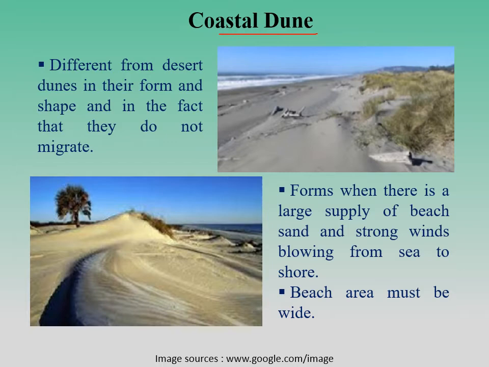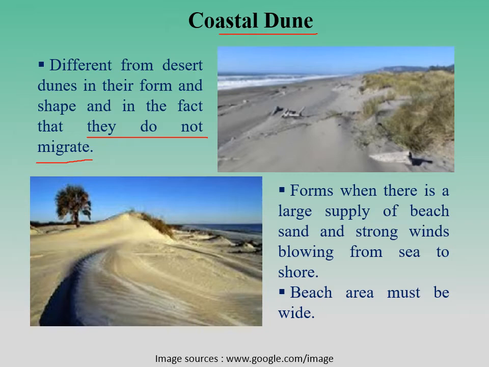And the most readily identifiable difference found in the coastal dunes is that these dunes do not migrate with the moving air. That means these coastal dunes are almost static in their position, and they occur parallel to the coastline. Now, the coastal dunes form when there is a large supply of beach sand by the wave activity of the ocean.